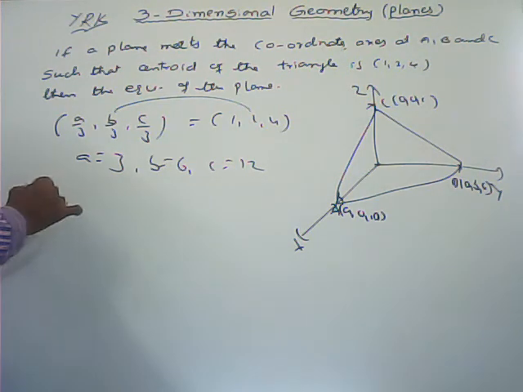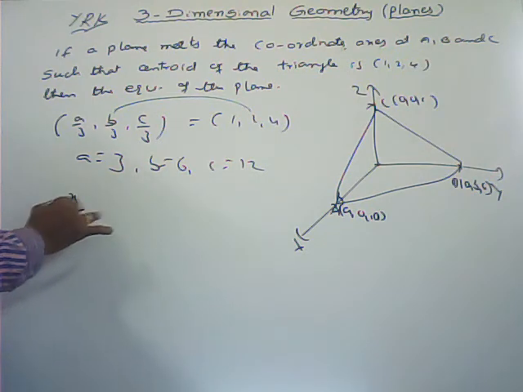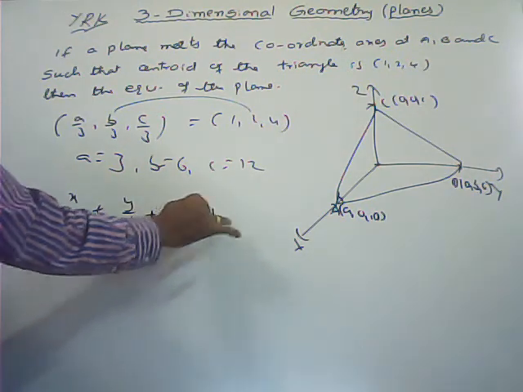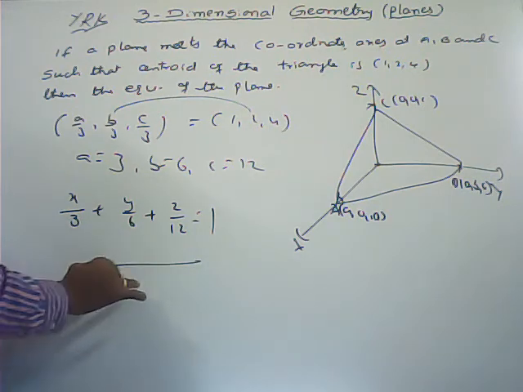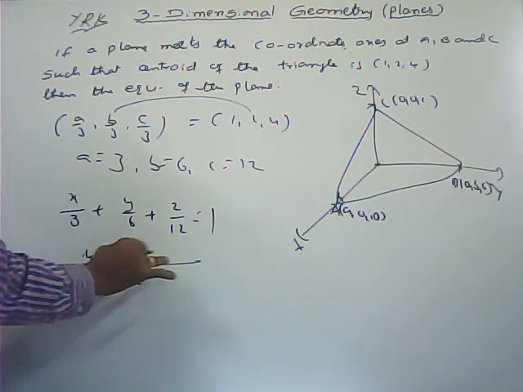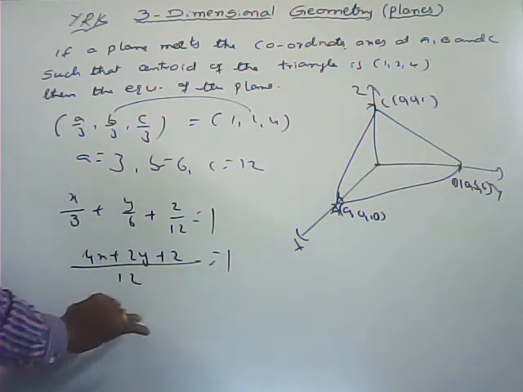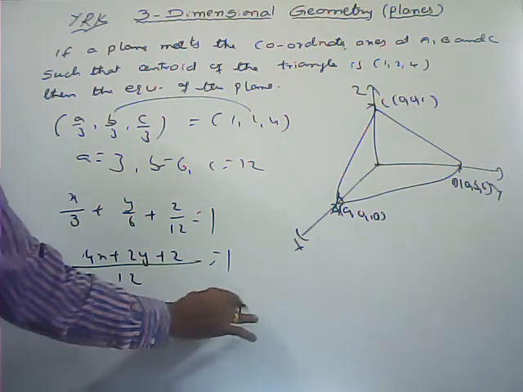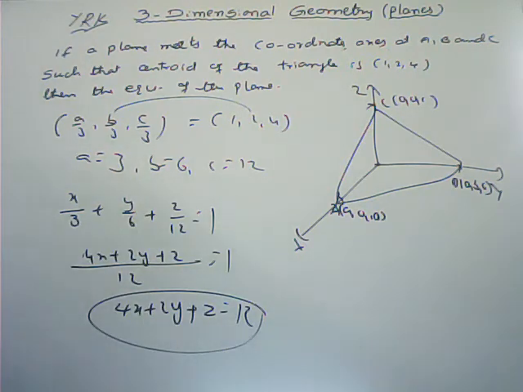Then what about the equation of the plane? x by a plus y by b plus z by c is equal to 1. Otherwise, if I take the LCM, 4x plus 2y plus z is equal to 12. That is the equation of the plane whose centroid is 1, 2, 4, and which cuts the x-axis at 3, 0, 0, the y-axis at 0, 6, 0, and the z-axis at 0, 0, 12.